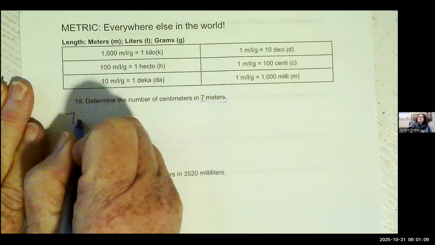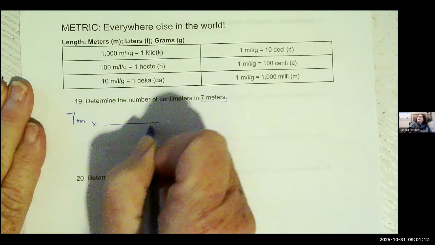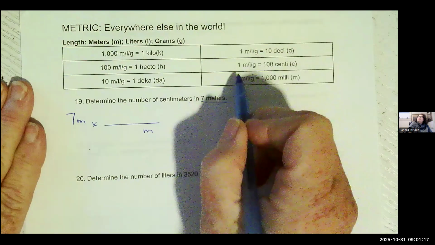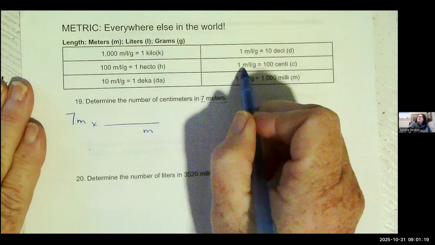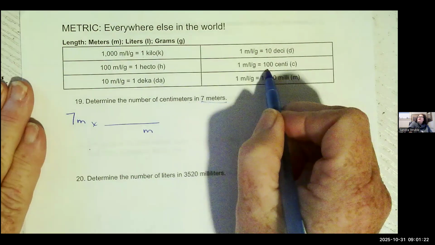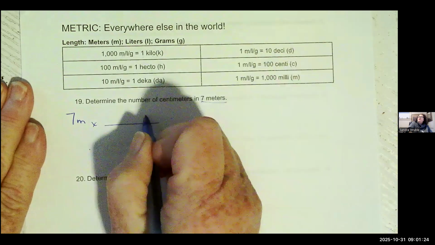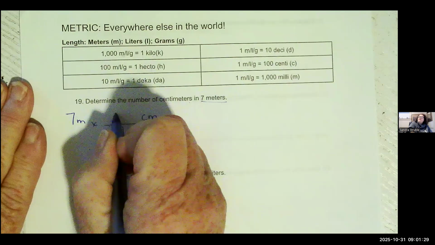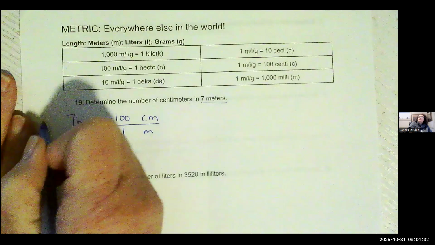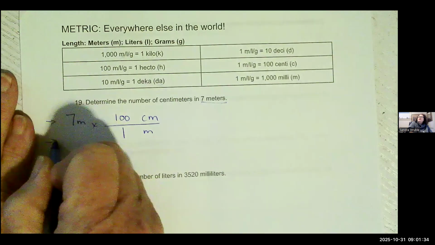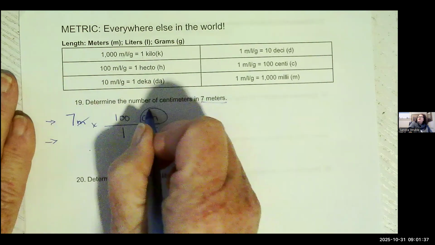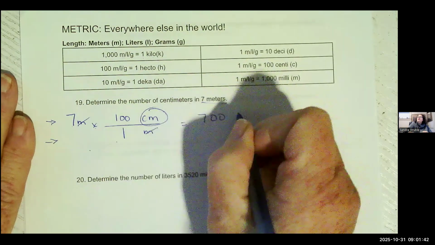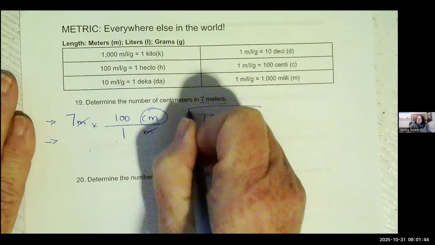We don't want meters. We want to go to centimeters, and we can go from meters to centimeters right here. 1 meter is equivalent to 100 centimeters. So I can do this in one step. Like we have been doing, multiplying straight across, your meters are gone. You're left with your centimeters. 7 times 100 is 700. There's only a 1 in the denominator. So 700 centimeters is equivalent to 7 meters. Let's go to the next one.